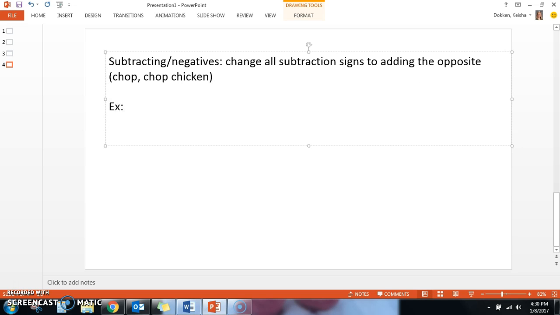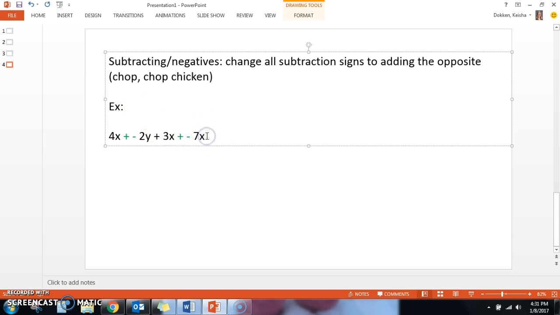So here's an example of that. If you saw 4x minus 2y plus 3x minus 7x, every time you saw a minus sign, you would change it to adding a negative. So there's a minus sign over here. We're going to change that to plus negative 7x.